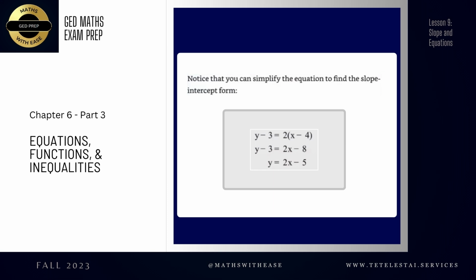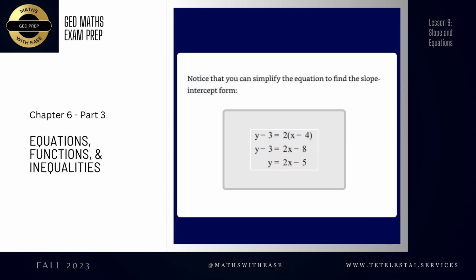Notice that you can simplify the equation to find the slope-intercept form, and you can do that by just multiplying the terms in brackets. So 2 times x is 2x, 2 times -4 is -8. Now we're left with y minus 3 equals 2x minus 8. And then to isolate y, we would just add 3 to both sides.